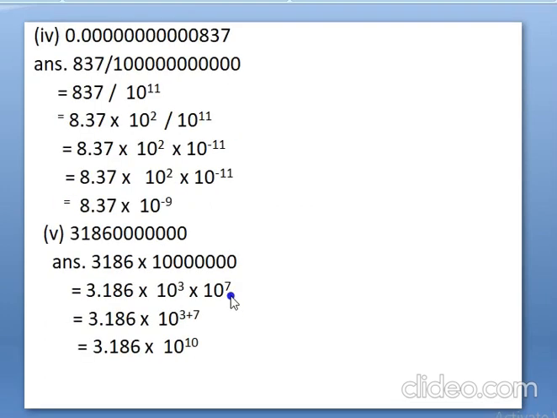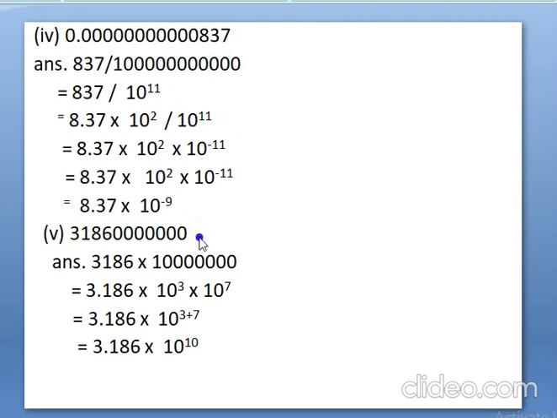Question number 4. 0 point, in total you are having 11 digits after the decimal. So 837 divided by 1 followed by 11 zeros, so 837 divided by 10 to the power 11. For keeping the decimal, 8.37 into 10 to the power 2 divided by 10 to the power 11. So 8.37 into 10 to the power 2 into 10 to the power minus 11. So 2 minus 11 will become minus 9. So 8.37 into 10 to the power minus 9.